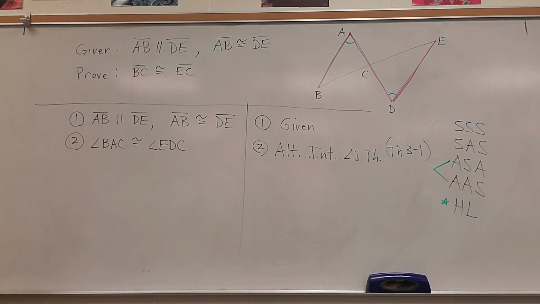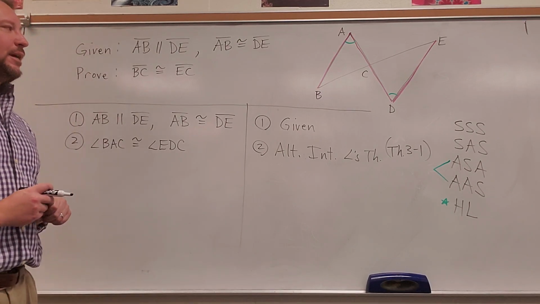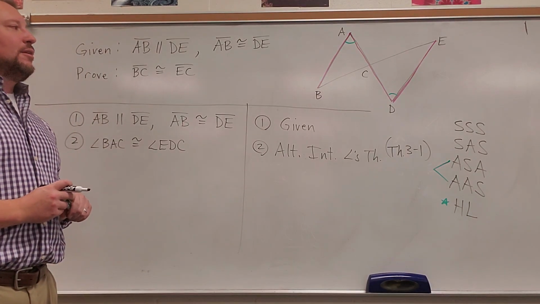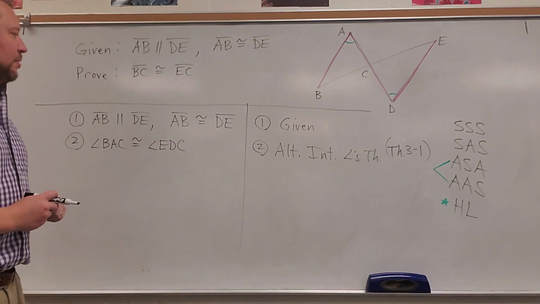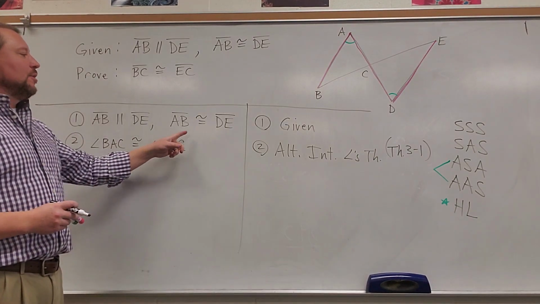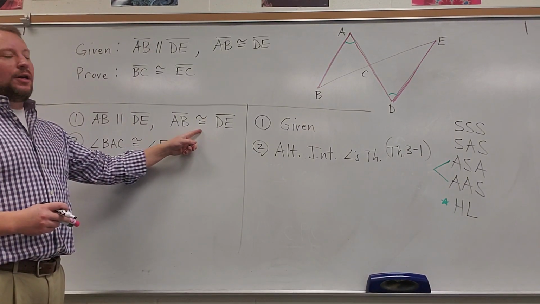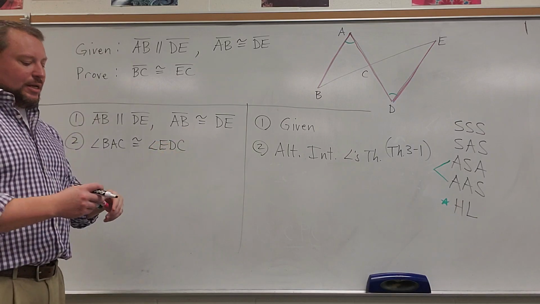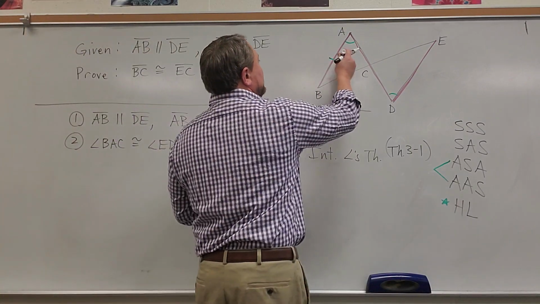By the way, that's not the only pair that you could name in this case. Okay, there is another pair. Oh, and before I get too much further, I'm also going to mark in our other given here, AB and DE are congruent. So these are congruent.